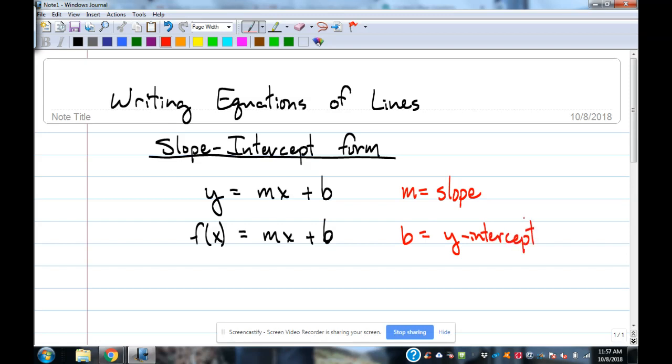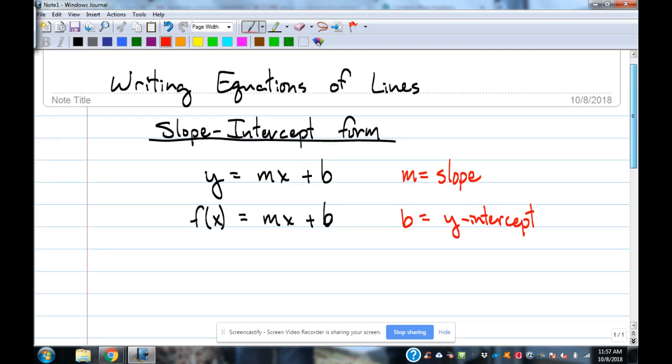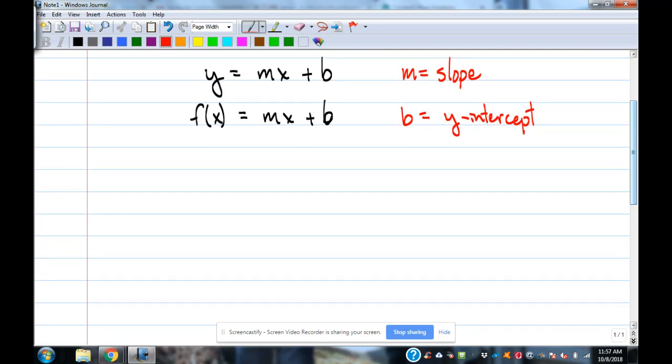If you're a y-intercept, where are you on the graph? The vertical axis, which is called the y-axis. A y-intercept is on the y-axis. So slope, y-intercept. You've got to have those two things to get it in slope-intercept form. A slope and a y-intercept. So I'm going to start out with problems where you're given those two things.